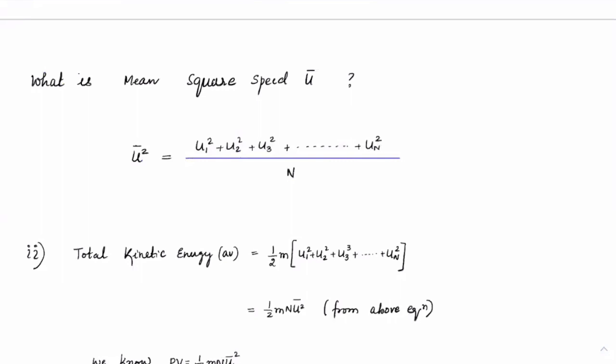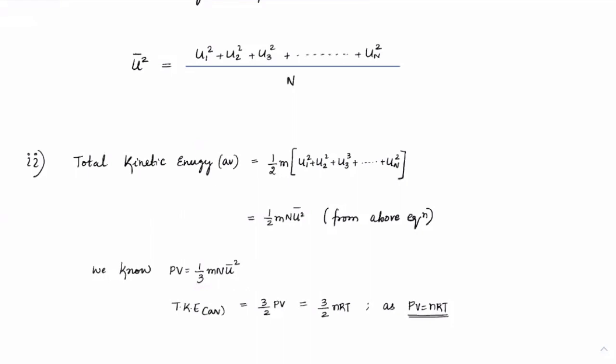Okay. Now see, total kinetic energy. Total kinetic energy will always be equal to half of m into u1 square plus u2 square plus u3 square and so on, right? Because for the sum of all these particles, if we take half mu square, we will get total kinetic energy. And just now we got the sum of u square equal to n times u bar square. So instead of this, I'm replacing with m into n u bar square. Now we know PV is equal to 1 by 3 mn u bar square and kinetic energy is equal to half mn u bar square. So you can equate these two.